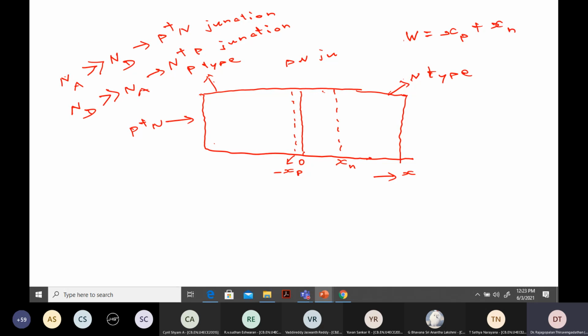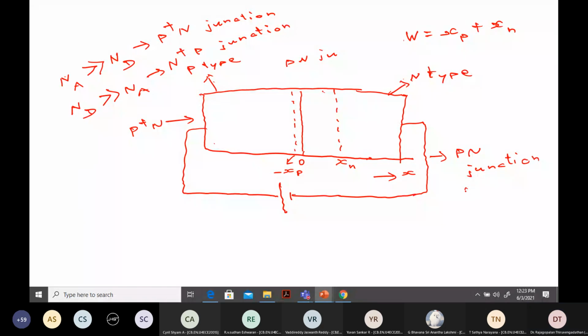Okay. Now, what we have to understand is when it is forward bias, which means P is connected to the positive terminal of the source, and N is connected to the negative terminal of the source. Then we say the PN junction is under forward bias.